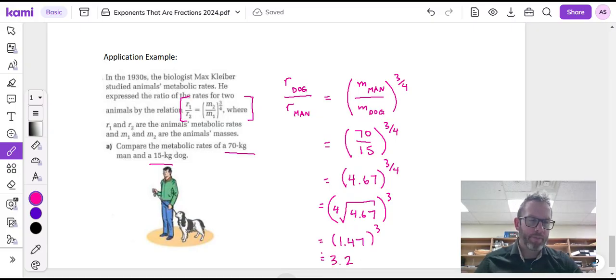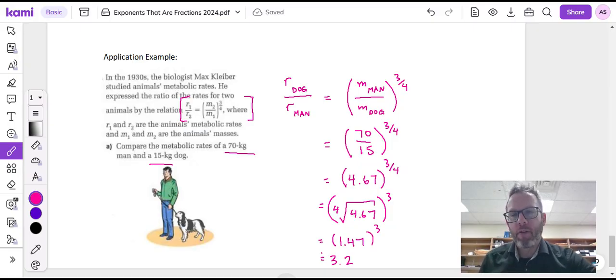So what does this mean? This means the metabolic rate for a dog is about 3.2 or 3 times as fast as for the man. So you can think about that in terms of heart beating a lot faster, how much they have to eat to keep providing that energy. But yeah, about 3.2 times as fast.